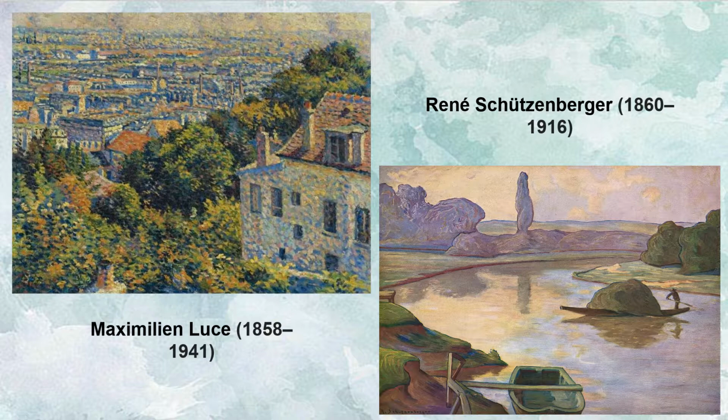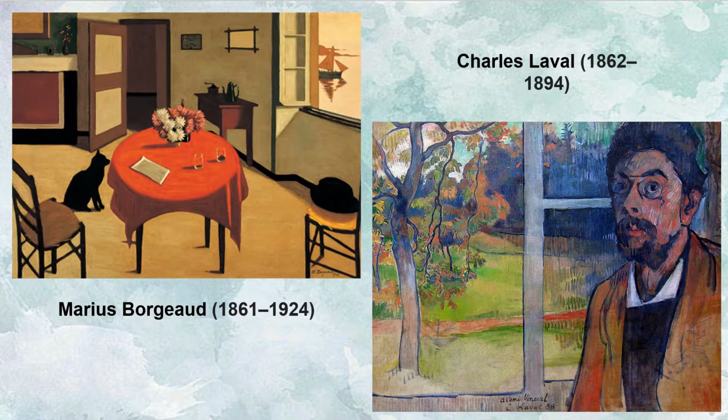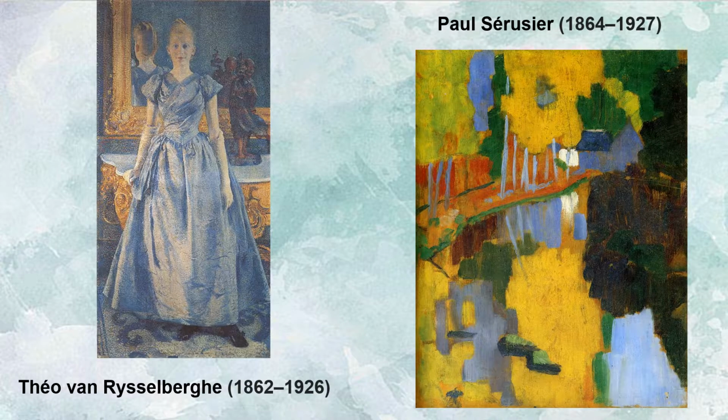Now, here are some more artworks from this period. The left side being made by Maximilian Luce and the right side being created by René Schützenberger. Now, here are some more artworks from the Post-Impressionist era. Left one being created by Maurice Denis and right one by Charles Lavelle. Now, here are a few more artworks.